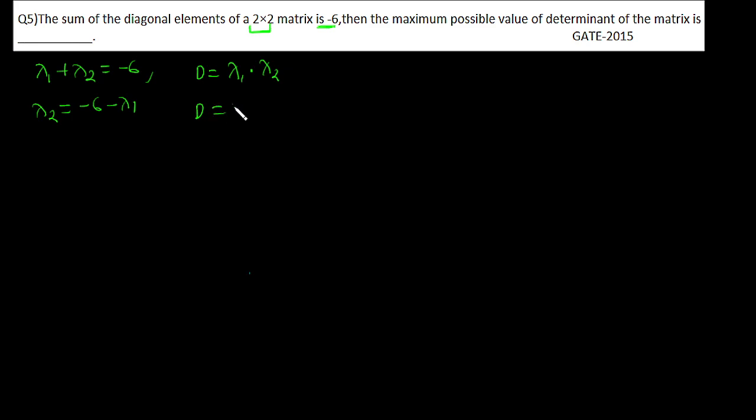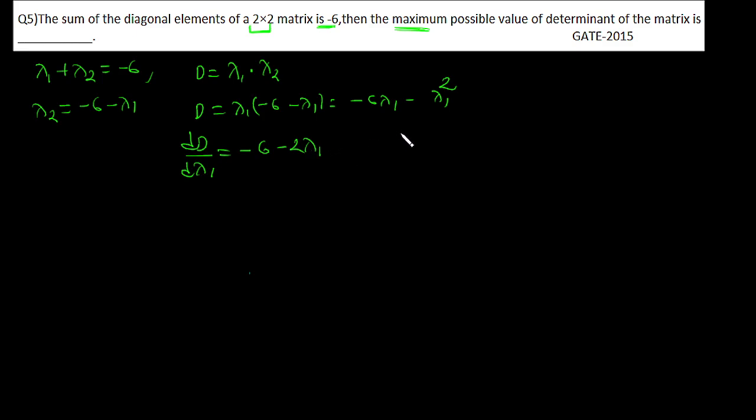So we get the determinant equal to lambda 1 times (minus 6 minus lambda 1). Let's do the multiplication: minus 6 lambda 1 and minus lambda 1 square. Okay, now they are asking about the maximum possible value. So we have to take the derivative of this D with respect to lambda 1, because here lambda 1 is our variable. So let's take its differentiation. We get minus 6, and here we are getting minus 2 lambda 1.